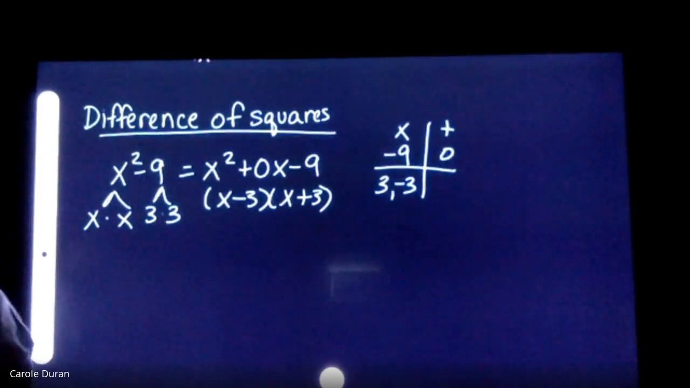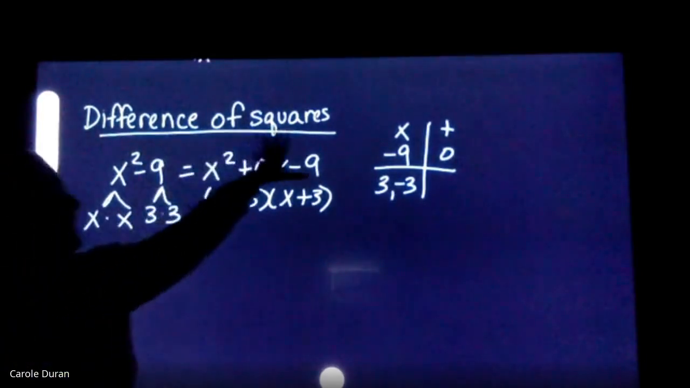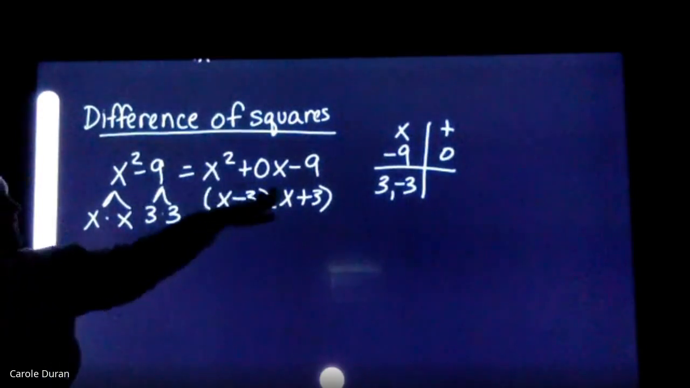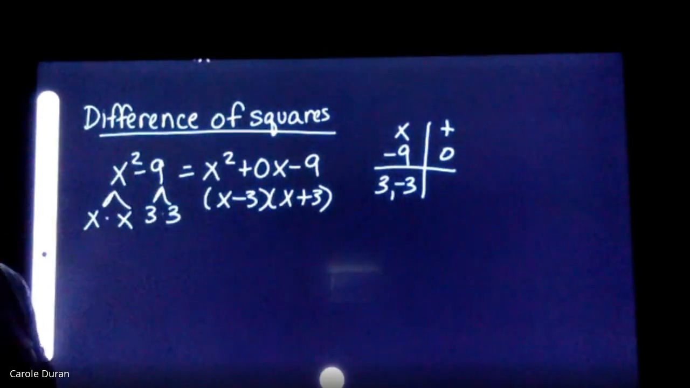We've done this before when we were doing factoring with our CB chart. But if we recognize that this is in fact a difference of squares, we could skip all of this and just make it x and then each of the factors that multiplies together to get negative 9. So plus 3 and minus 3.